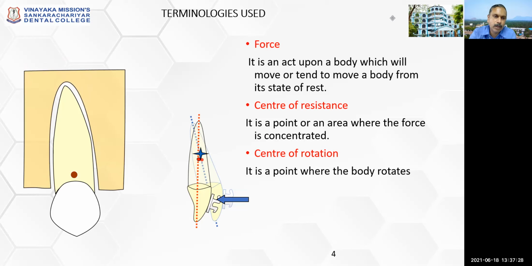That is the alveolar bone in which the root is embedded and the crown portion is visible. See the center of resistance. Always understand center of resistance is in the apical third of the root.